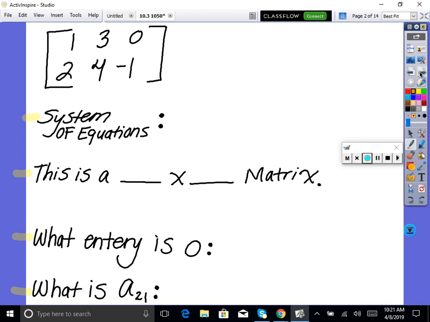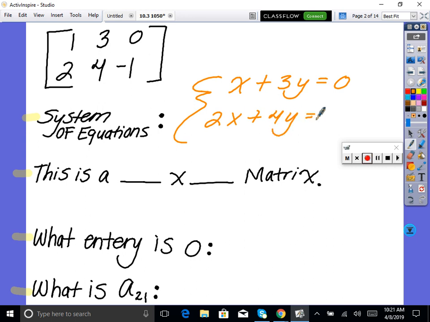Here's the matrix form. It's called an augmented matrix. Here's the augmented matrix of a system of equations. If I asked you, what's the system of equations? You would say 1x plus 3y equals 0, and then 2x plus 4y equals -1. Check. All right, now this is a what size of matrix? A what by what? 2 by 3. Okay, good. What entry is 0? A sub what? A sub 1,3. Okay, good. First row, third column. And then what is A sub 2,1? 2. Awesome. So those are just the little basics of a matrix.